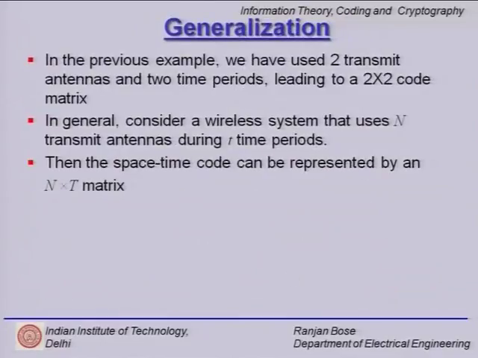Now, in the previous example, we used 2 transmit antennas and 2 time periods, leading to a 2 cross 2 code matrix. Fine. This is obvious, space time. In general, we can consider a wireless system that uses n transmit antennas. Clearly, the gain with increasing the number of transmit antennas is phenomenal. So, we have again a certain number of time periods and a certain number of n transmit antennas.